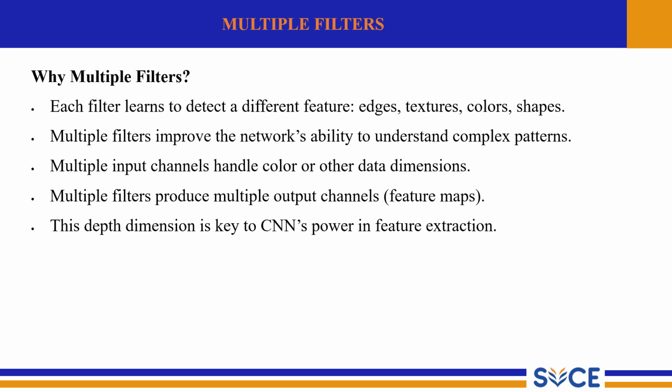Multiple input channels, like the RGB channels in a color image, let each filter combine information across different dimensions. When we apply multiple filters, we produce multiple output channels, also called feature maps, stacked along the depth dimension. This depth-wise stacking of features is one of the key reasons why CNNs are so powerful in feature extraction and representation learning.